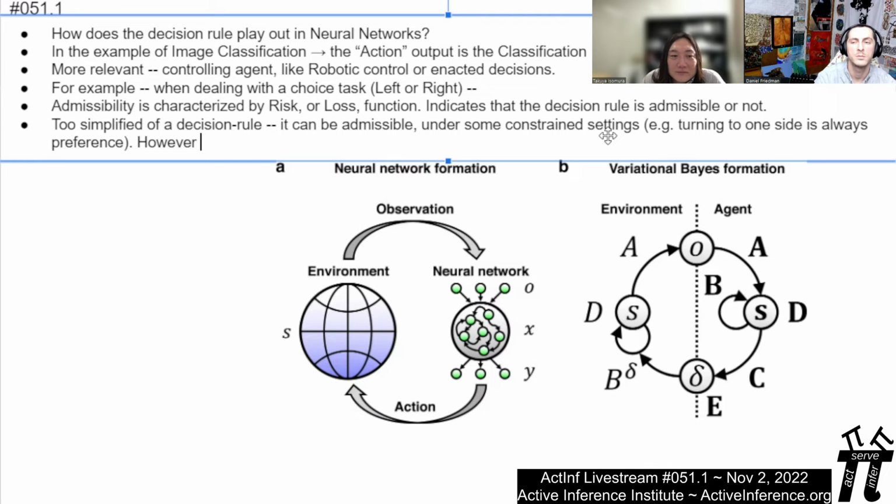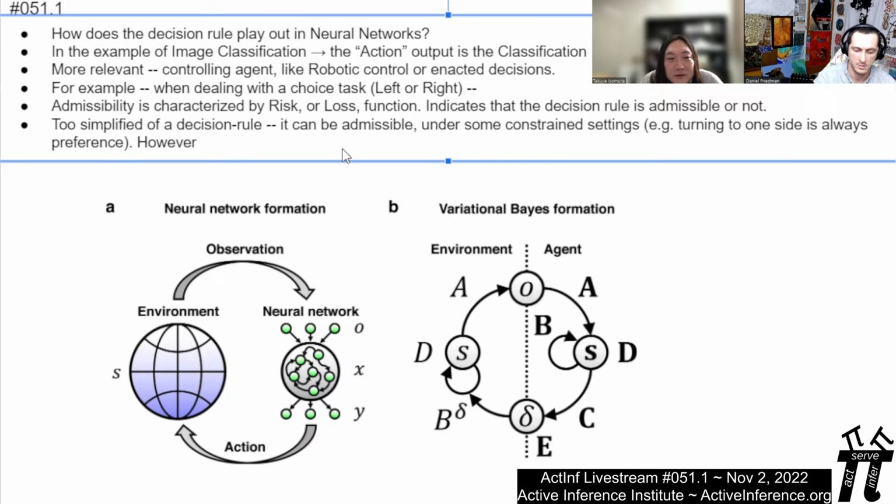What aspects of the environment? For example, if the decision rule matches the structure, the architecture of the environment, then maybe the decision to always turn right achieves the shortest path, right? Under some situation, some environment.